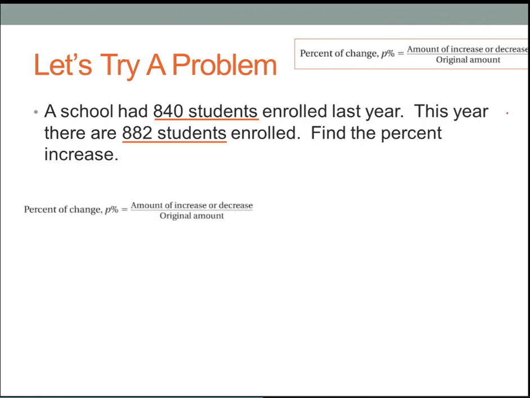So I'm going to do 882 minus 840 over 840, because 840 is my original amount. So that's going to be 42 over 840. And now I'm going to change that to a decimal. You might need to use a calculator, or you can use long division. Then I'm going to change that to a percent. So it's a 5% increase.